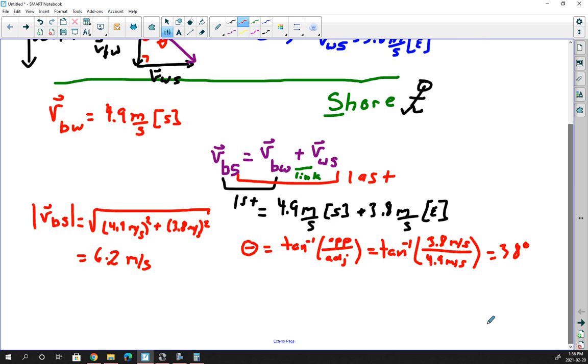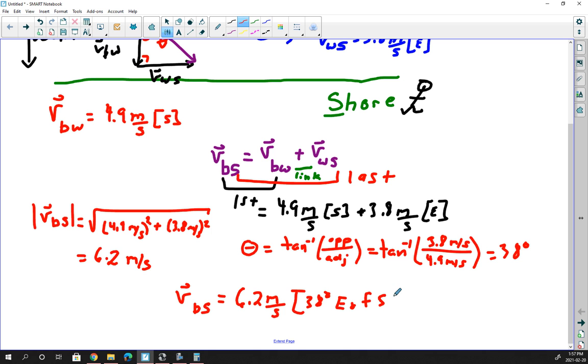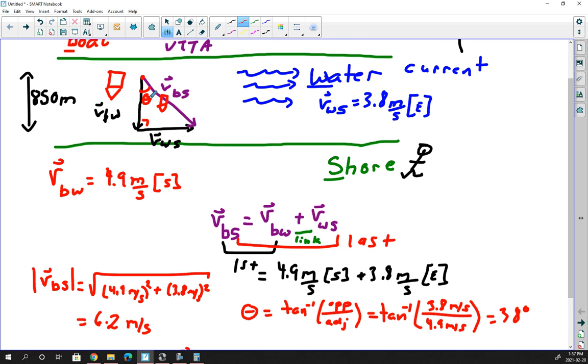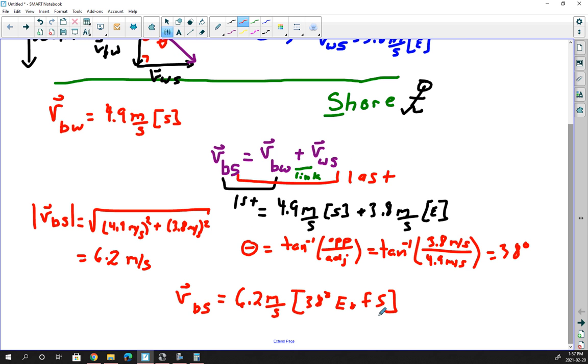Okay, so that means the velocity of the boat with respect to shore is equal to 6.2 meters per second, 38 degrees east of south. So there it is. We're comparing it to the black line here, right? Because this angle is between a known direction, south, and the direction we're trying to describe here in purple. So you shifted away from the south in an easterly direction by 38 degrees, east of south.